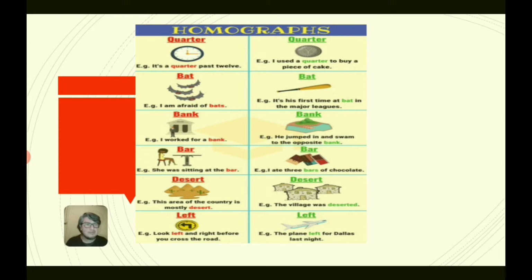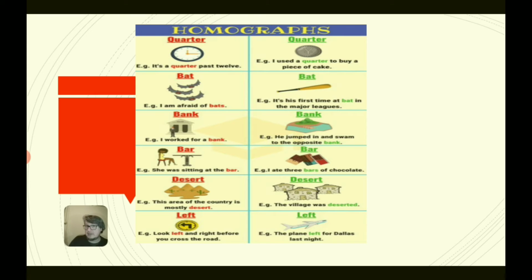The next one. This area of the country is mostly desert. Desert. The village was deserted. The village was empty. No people in the village. This area of the country is mostly desert. Desert. No trees. Dry. No water. No rain. No life. Desert. Okay, and of course, no people.